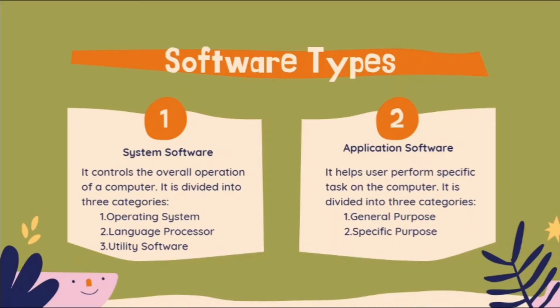So there are two types of software, system software and application software. System software basically controls the overall operation of the computer. It is divided into three categories, that is operating system, language processor and utility software. The application software, on the other hand, performs a specific task on the computer. It is basically divided into two categories, that is general purpose software and specific purpose software.